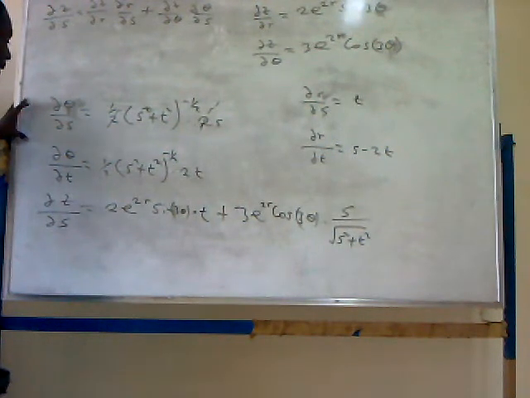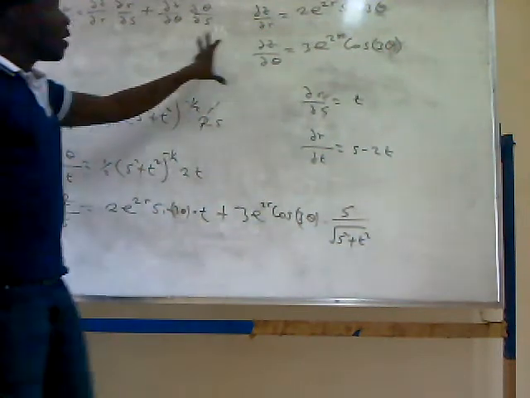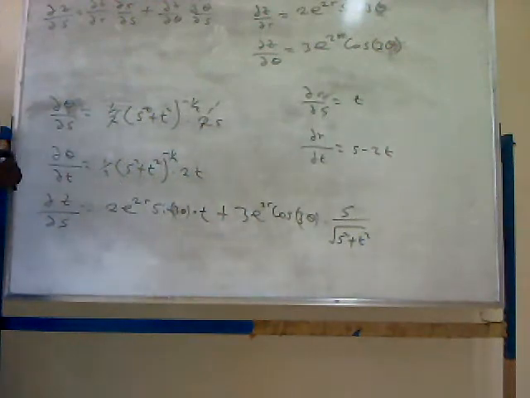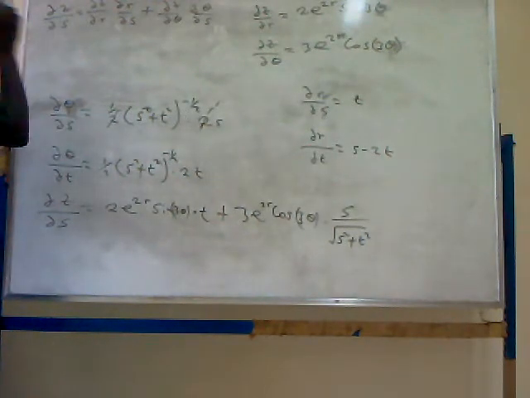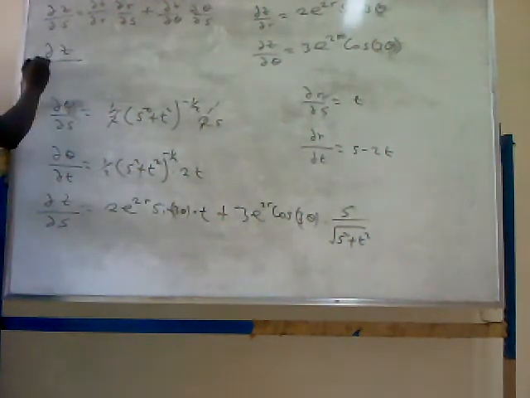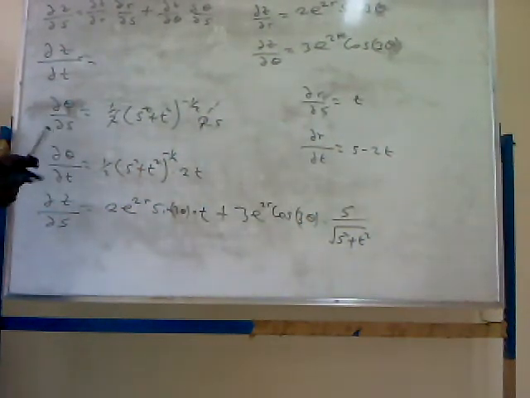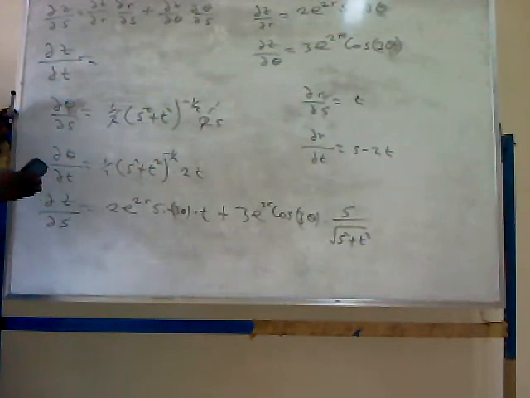We can go and replace the respective values of theta and r in terms of s and t into the function. So you please solve, find del z del t, and comment and tell me your answer. Okay.